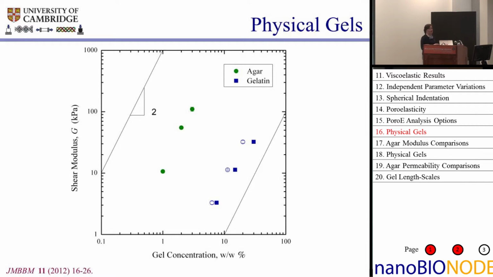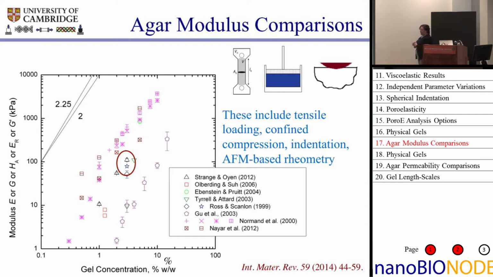Now the reason I'm plotting them this way, and these are the modulus values that come out of the poroelastic analysis, is that we can then take a look at how these fit in with measurements that other people have made. So we've reviewed the literature for tensile tests, confined compression, indentation tests, AFM-based rheometry, everything we could come up with. And what you can see is that overall, the quadratic trend is pretty good. Our data, which are circled there, are right in the middle. But if you take a single concentration, say a 3% gel, you can see that the modulus values can go from maybe not quite a megapascal down to almost a kilopascal.